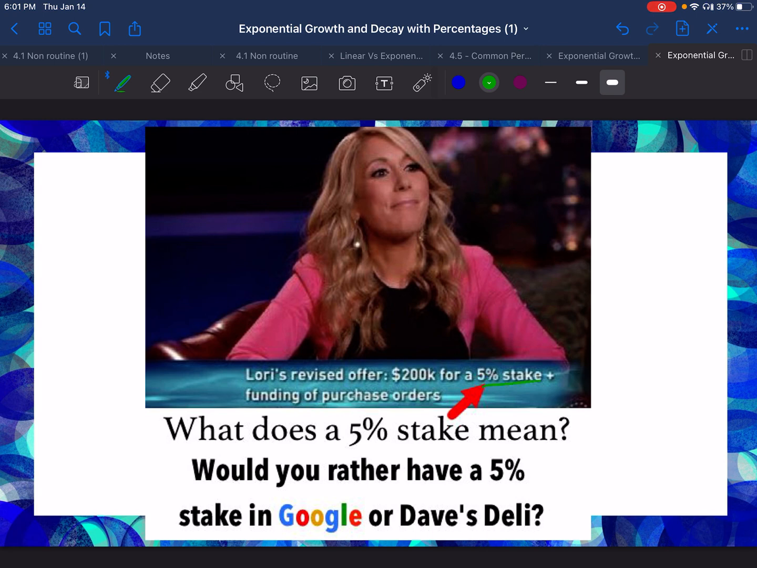Well, 5% doesn't really mean anything unless you know what you're taking 5% of. So, would you rather have a 5% stake in Google or Dave's Deli across the street? There's really no wrong answer here, but if you're looking to make more money, Google's going to be your best bet because 5% of Google is going to be a lot more than 5% of Dave's.